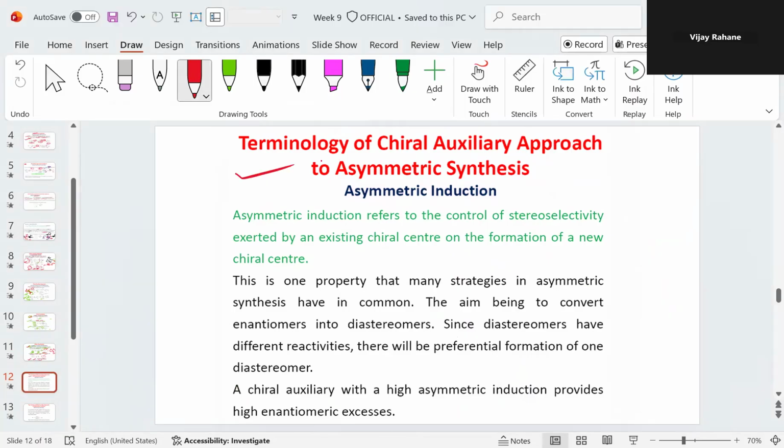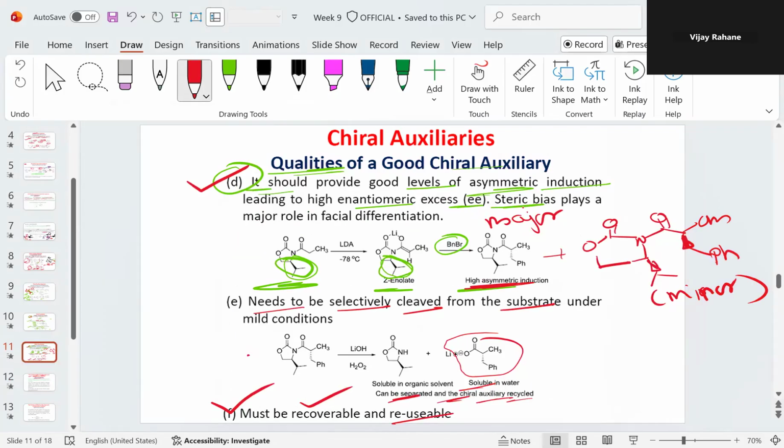Now let's look at the terminology of this chiral auxiliary approach in asymmetric synthesis. So asymmetric induction, as I have mentioned here in one example. So what is this asymmetric induction? We'll see that in detail. Since we are already moving into much more detail of this asymmetric synthesis, it's better to understand all these concepts.